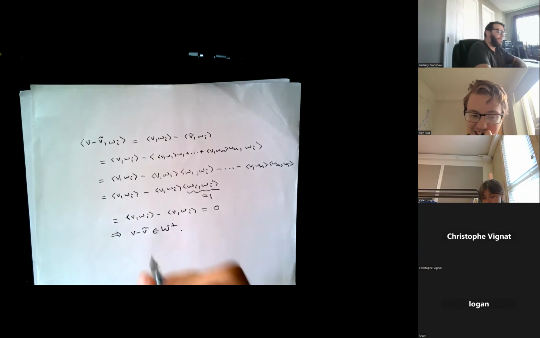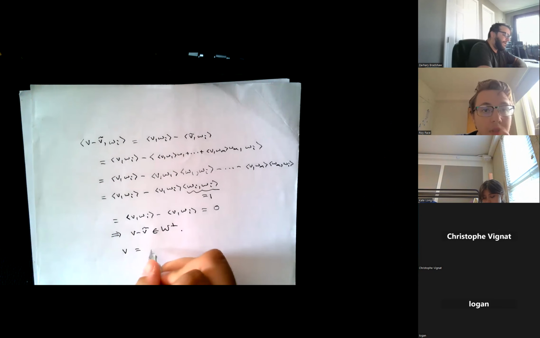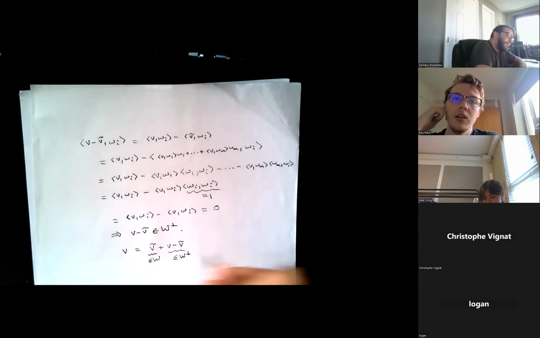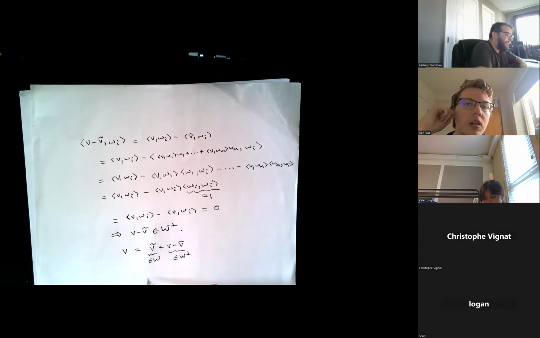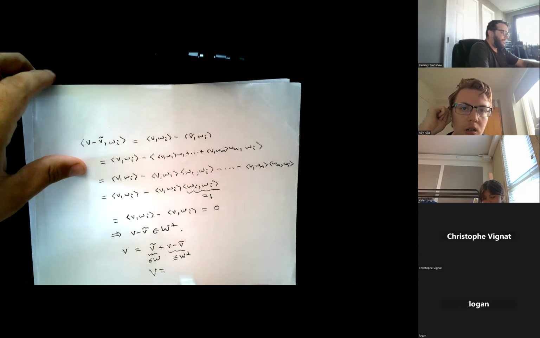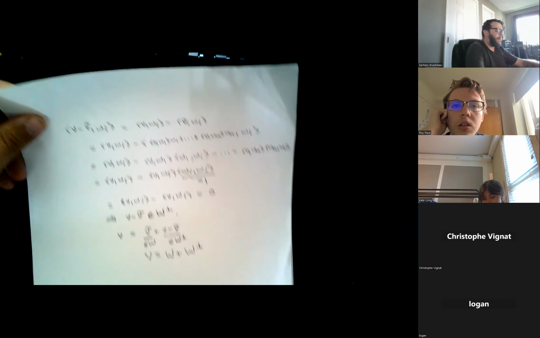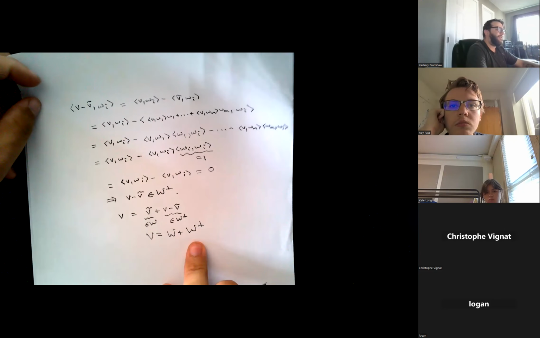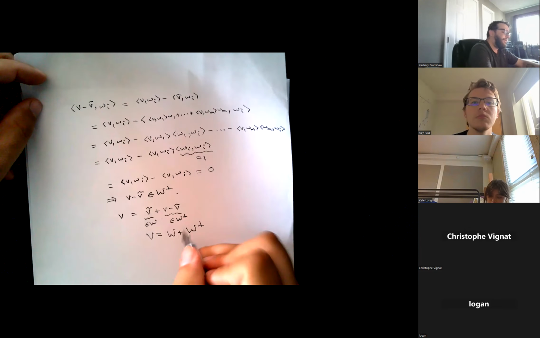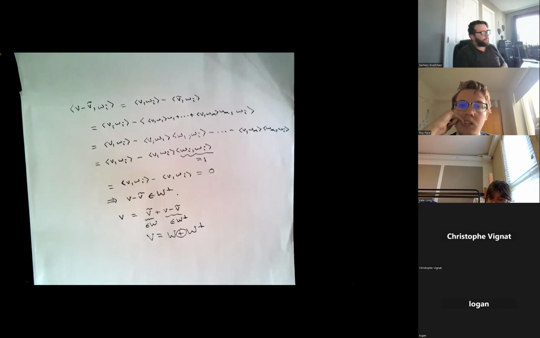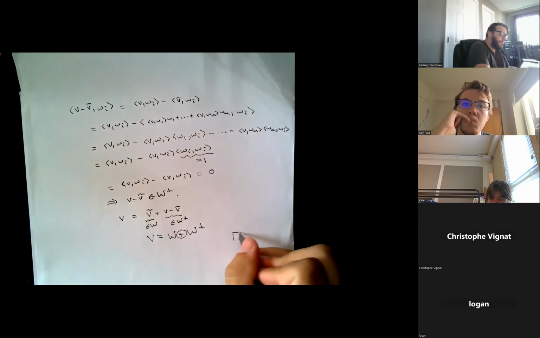And that's it. We decomposed v as v tilde plus v minus v tilde. This is in W. This is in W perp. And v was arbitrary, so that tells us that V is equal to W plus W perp. And we already showed that the intersection of these two things was just the 0 element. So in fact, the sum is direct. And so that proves it.